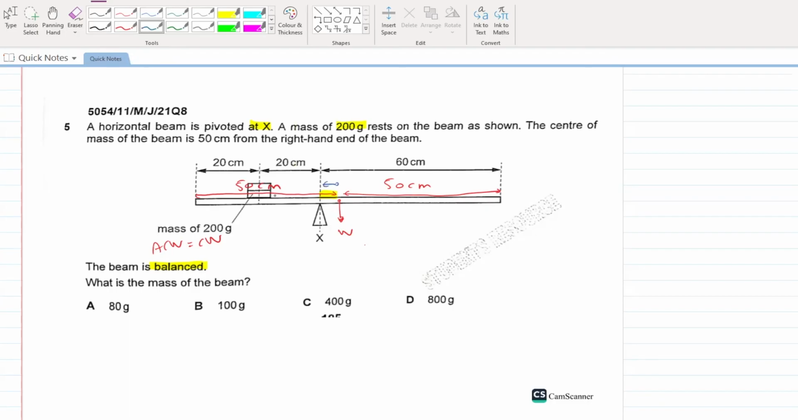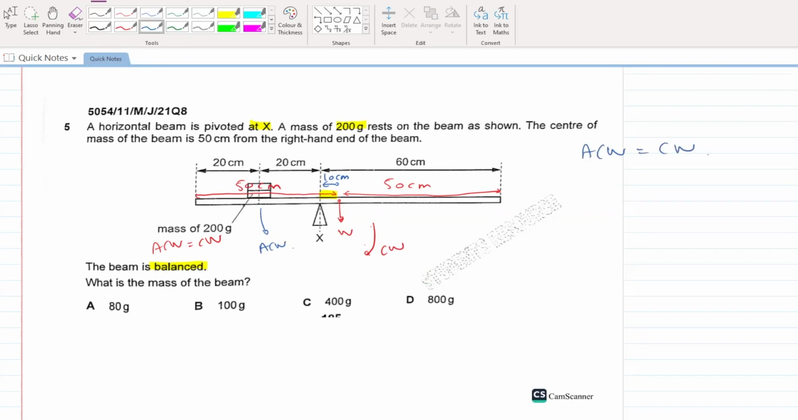What will this thing be? 50 minus 20, that is 10 centimeter. This weight will cause a moment in the clockwise direction. This mass will cause a moment in the anti-clockwise direction. So let's start the working. We know anti-clockwise moments is equal to clockwise moments.